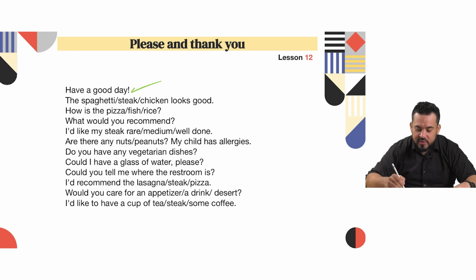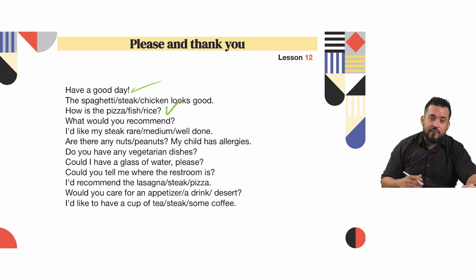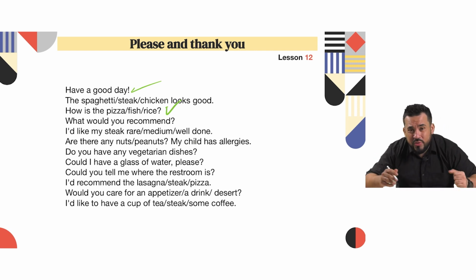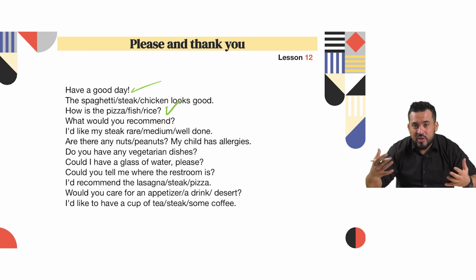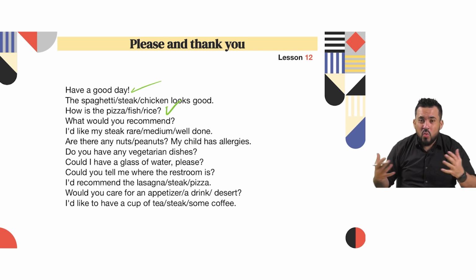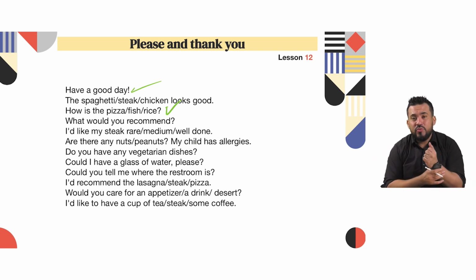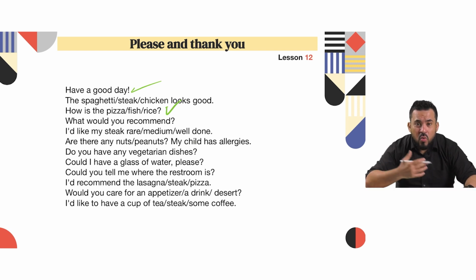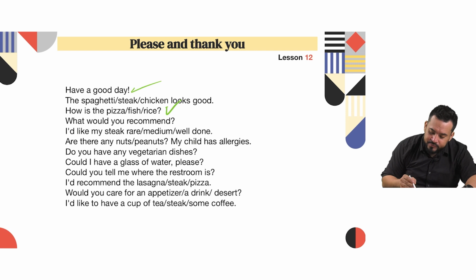How is the pizza? How is the fish? How is the rice? You are inquiring about a food in a restaurant. You're asking the waiter, how is the fish? What would you recommend? This question you ask the waiter if you're not sure what to order and you want them to give you their recommendation. Like, what is the most popular food in this restaurant? Or what do most people order? That's why you will ask, what would you recommend?